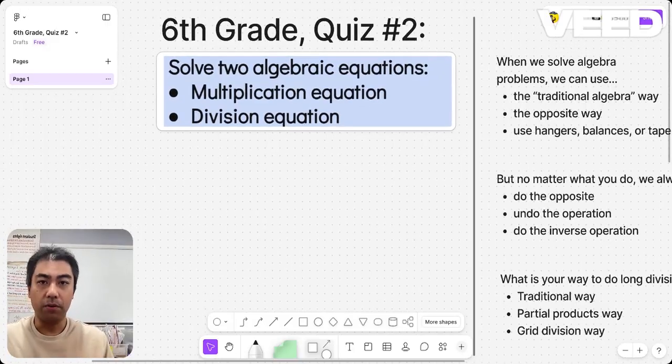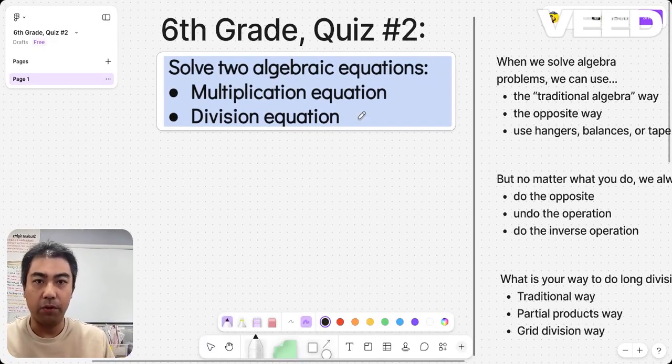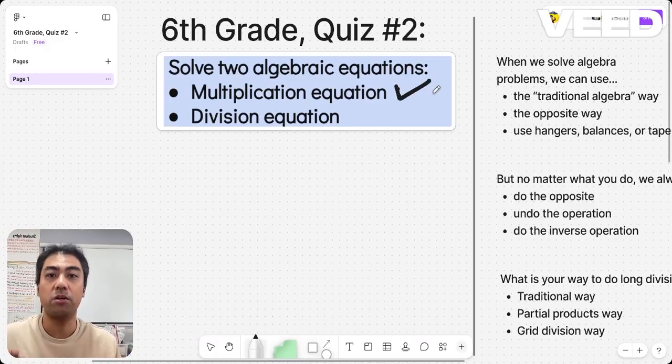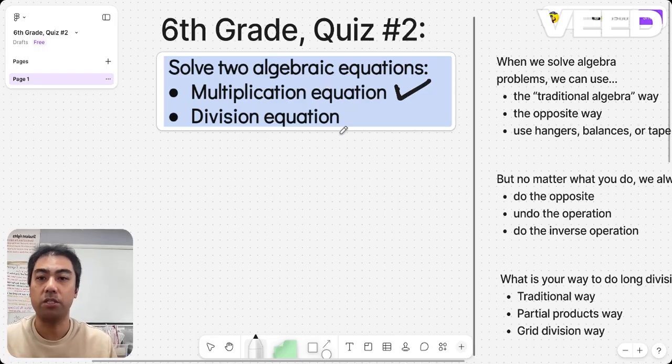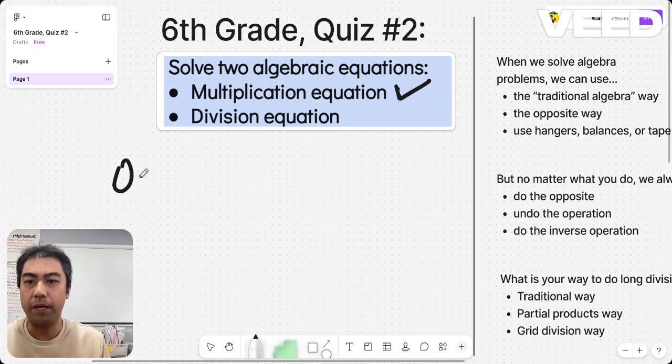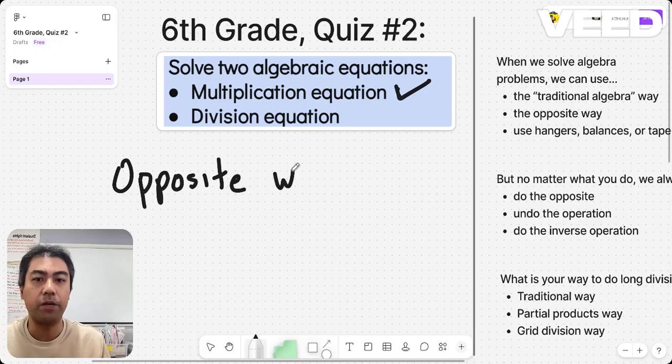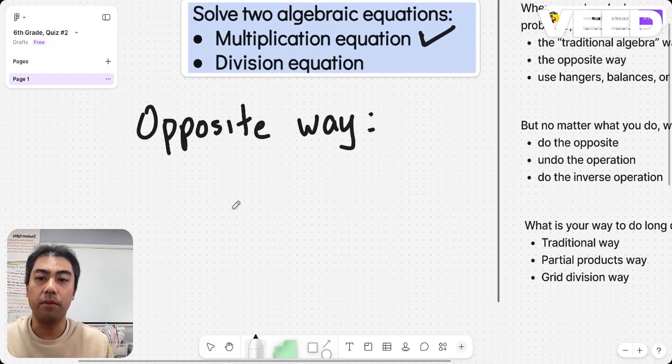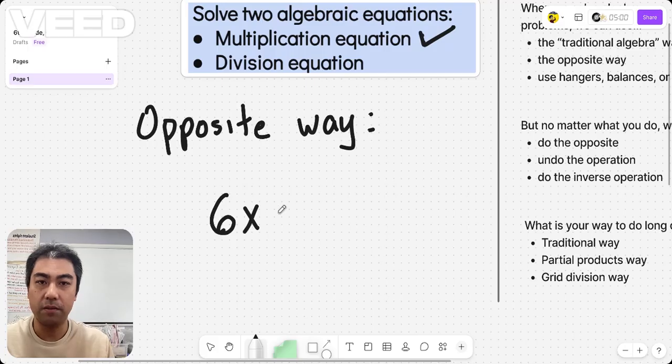All right. So we said that we would focus in this video on solving a multiplication equation. It's an algebraic equation. Okay, so here's my example right here. We're gonna do the opposite way for this. I'm gonna do it the opposite way, and then I'll do the algebra way. Okay, so let's say our multiplication equation is this.